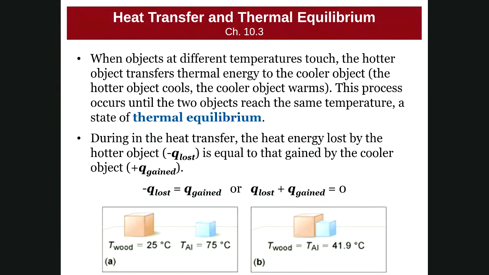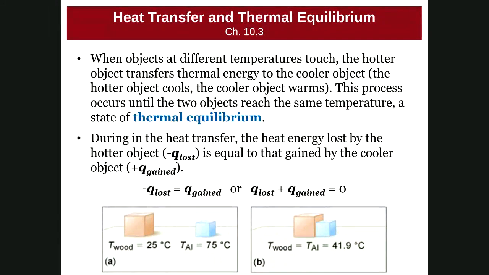So the hotter object cools, the cooler object warms, and this process occurs until the two objects reach the same temperature. You probably wouldn't want to hug someone this long, but for a different example, you take a hot towel fresh out of the dryer and you wrap yourself in it, eventually it's not going to be really warm anymore. You're going to warm up, the towel's going to cool down, and eventually you're going to be at room temperature again, both you and the towel. So that is what we call thermal equilibrium.